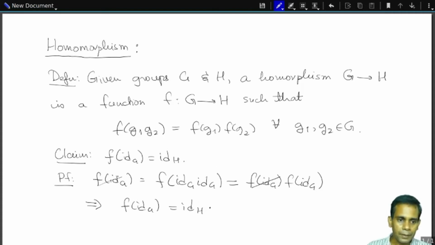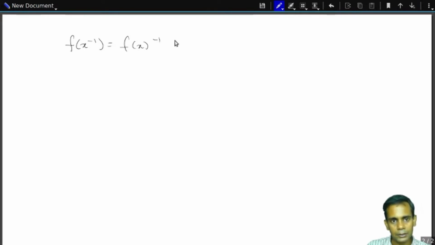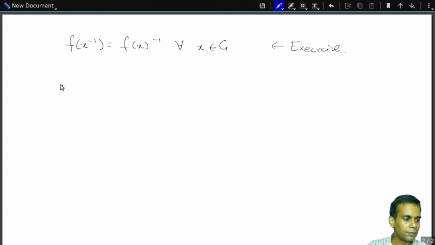Now another property of group homomorphisms is that they preserve inverses. So f of x inverse is equal to f of x, inverse, for every x in G. I leave this as an exercise for you. It's fairly straightforward.